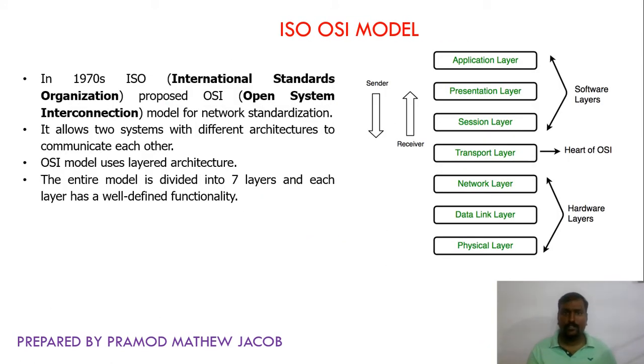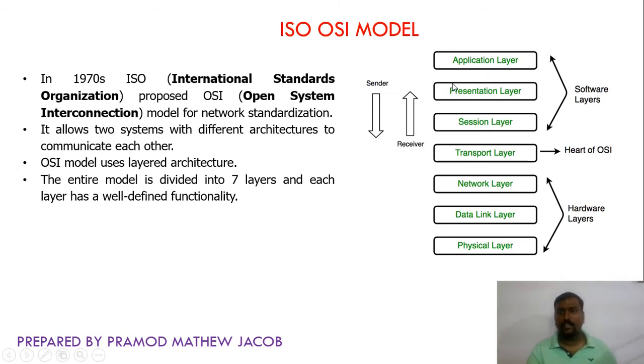The first model is ISO OSI model. In 1970s, International Standard Organization proposed a network standardization called Open System Interconnection. It allows two systems with different architectures to communicate with each other. OSI model is used as a reference architecture and it follows layered architecture style. That is, the entire system is divided into 7 layers with each layer having an individual, unique, well-defined functionality.